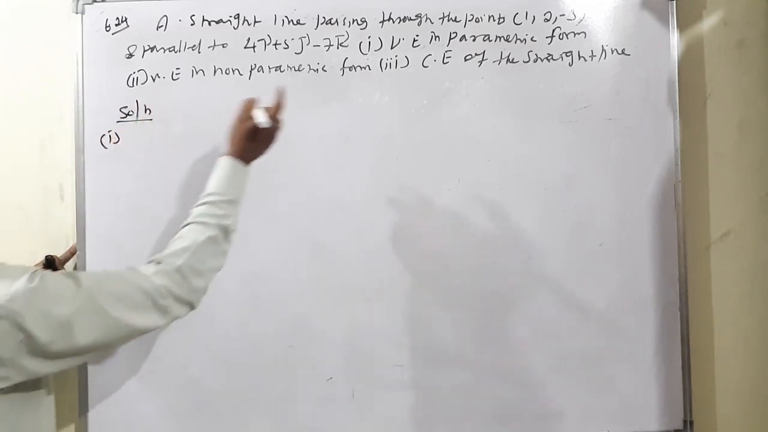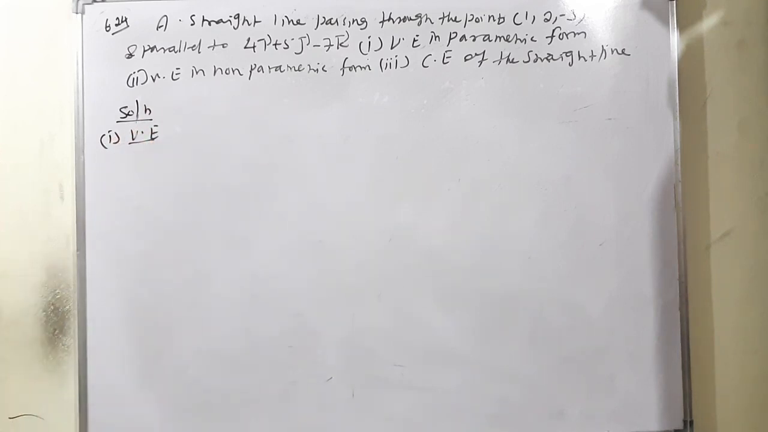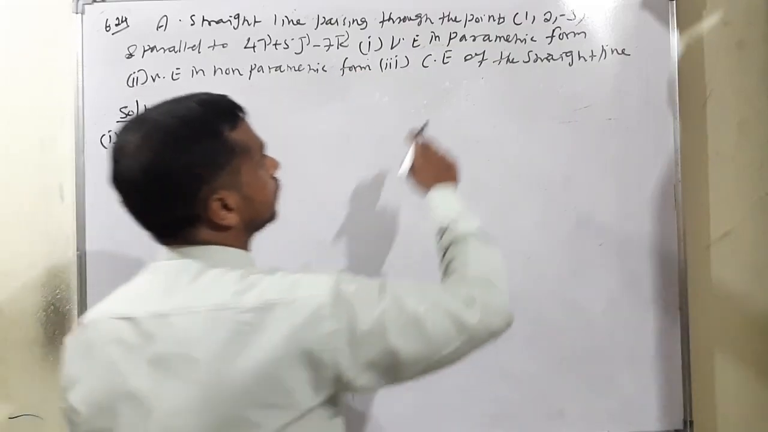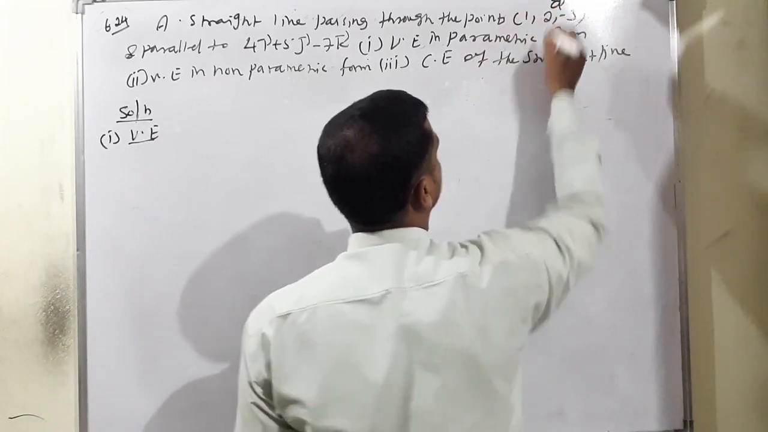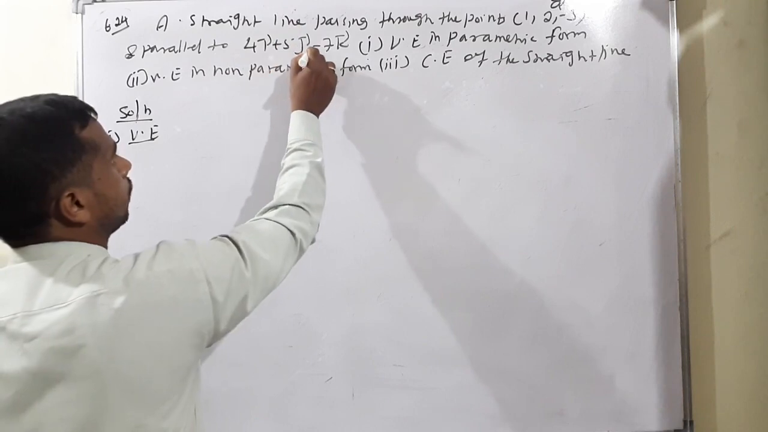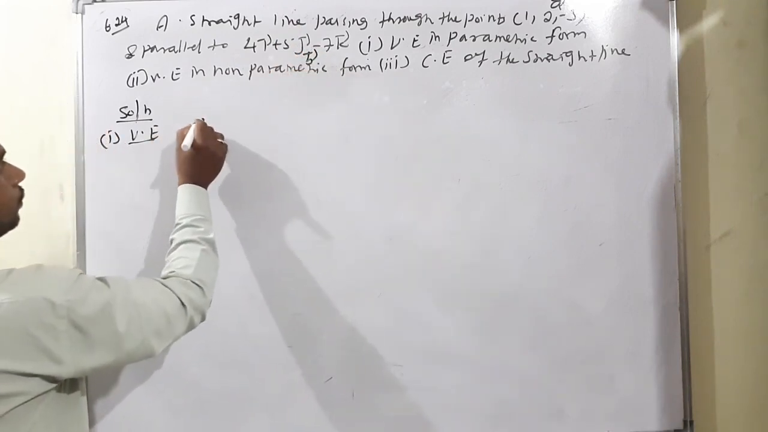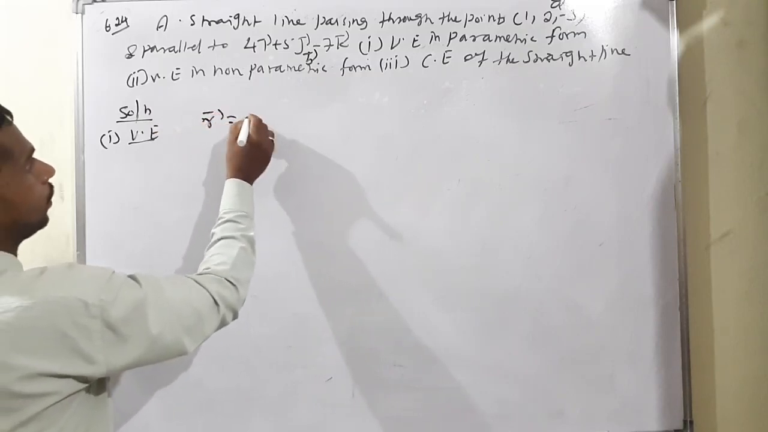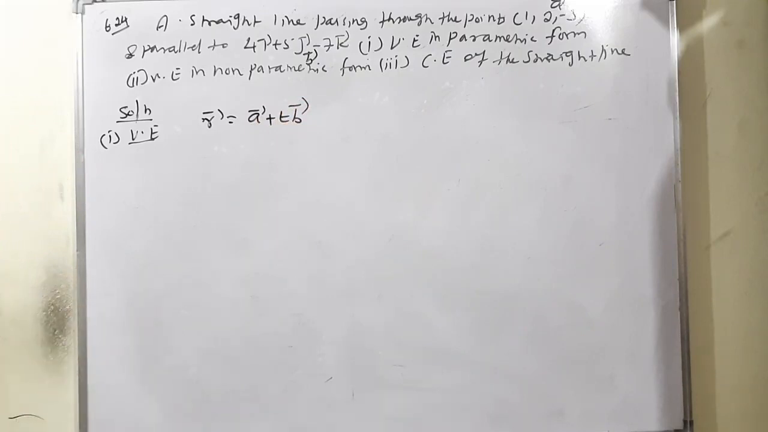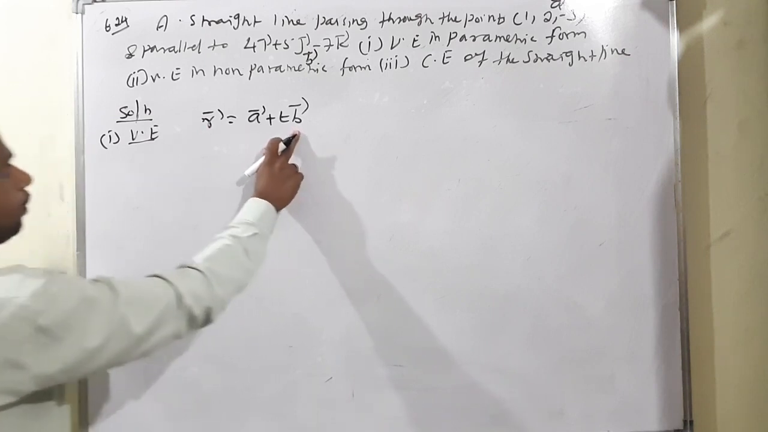The solution, condition number 1: vector equation we need. The vector equation formula, so what is the formula? The vector equation in parametric form. This is definitely one point, that is called a vector. This is parallel to a vector, this is b vector, isn't it? Therefore, the vector equation formula: r vector is equal to a vector plus t b vector. Theorem 6.11.